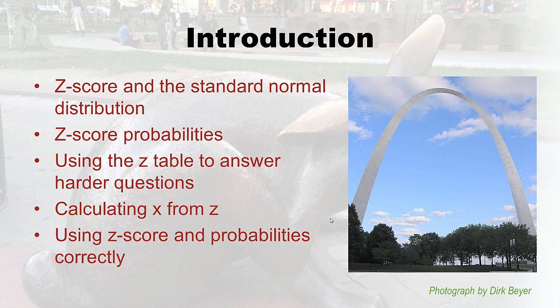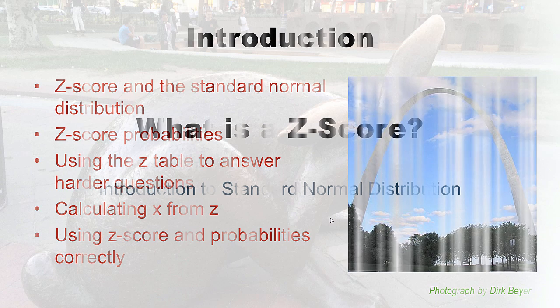First, I'm going to go over what a z-score is and what the standard normal distribution is. Then I'm going to talk about z-score probabilities and what those are. I'm going to show you how to use the z-table to answer some harder questions besides the ones I talk about during the z-score probabilities section. Then I'm going to show you how to use a slightly different formula to calculate x from z. Finally, I'm going to remind you of some tips and tricks about using z-scores and probabilities correctly.